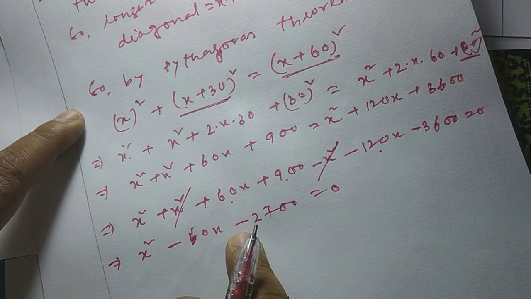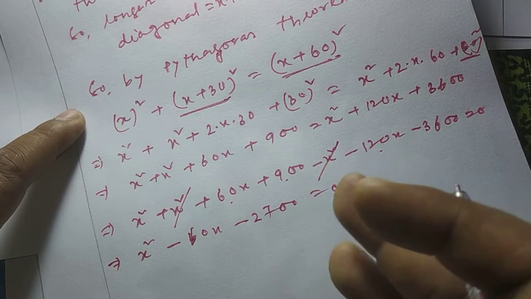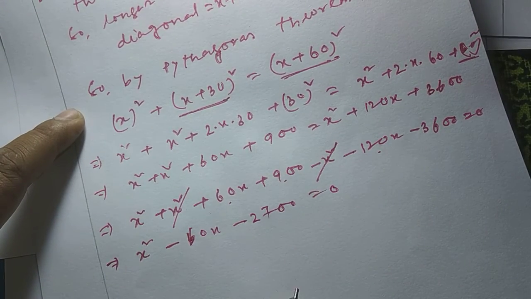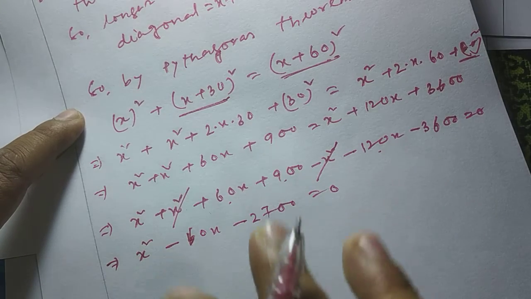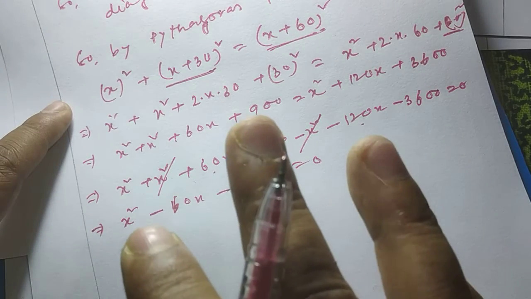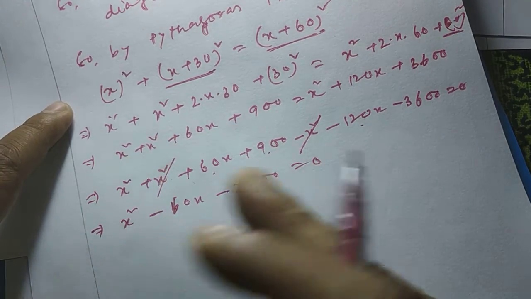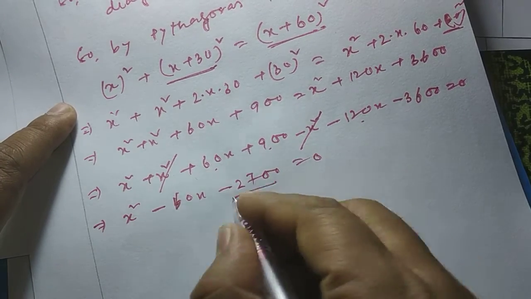From here we have to find the values of x by applying any method. But I am suggesting you to apply factorization generally. First go for factorization. If it is not factorizable, then go for the quadratic formula. So don't apply the completing the square method directly, it may be hectic for you. First, let us apply factorization.